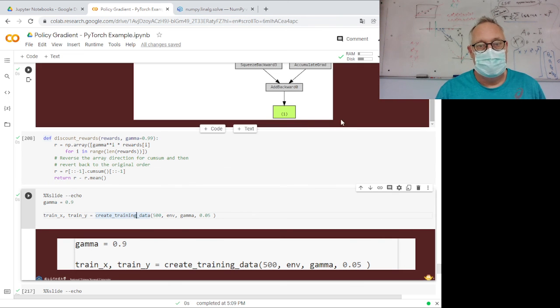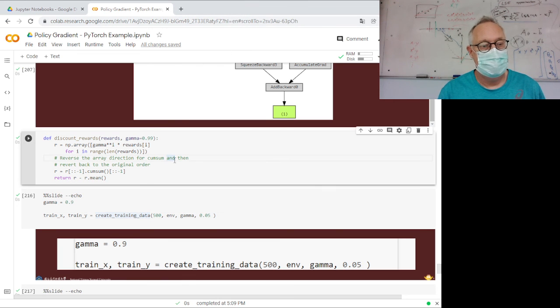Okay, good. Then that's it for today, and next week we'll look at the REINFORCE algorithm, which is the pretty standard policy gradient algorithm at the moment, and we'll look at its implementation in PyTorch.